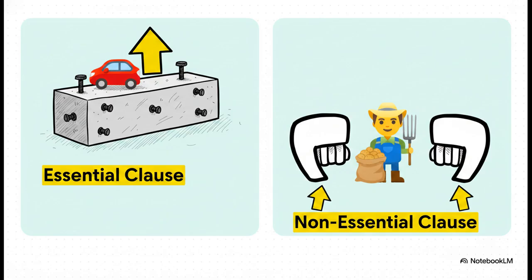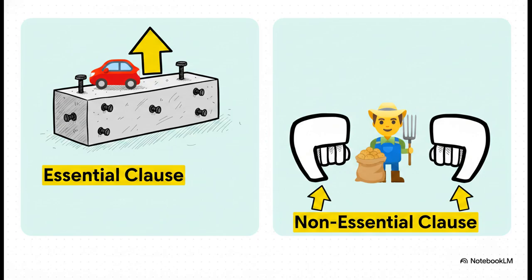Take the non-defining clause at the bottom. The farmer, whose name was Fred, sold us potatoes. Notice those commas. Non-defining clauses use commas because they're just adding extra non-essential paint to the house. If you rip out the part between the commas, the farmer sold us potatoes, the sentence still perfectly makes sense. The commas act like little handles, letting you lift that extra information right out.